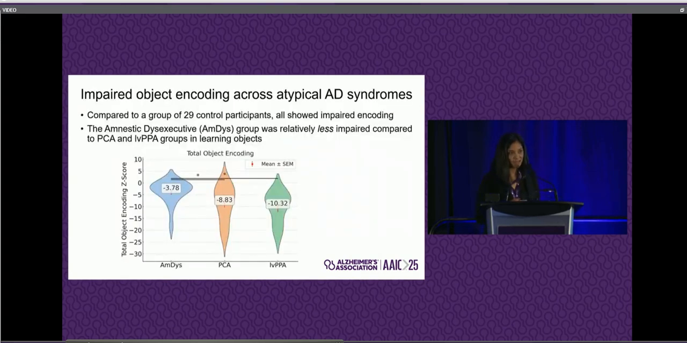So here's our first major finding. We found impaired object encoding across the atypical syndromes. So compared to a group of 29 control participants, all 3 groups showed impaired encoding. Notably, the amnestic dysexecutive group was relatively less impaired compared to the PCA and LVPPA groups in learning objects. On the y-axis, I'm showing you the z-scores for the patient scores compared to the control participants. So you can see the PCA in orange and the logopenic PPA group in the green are more impaired than the amnestic dysexecutive group in blue. And again, this is total object encoding across all 3 trials.